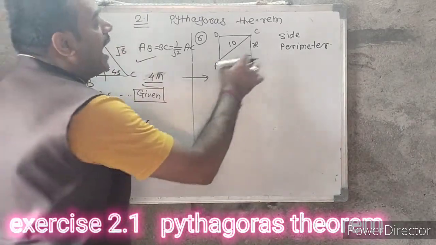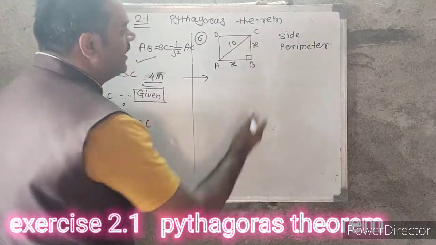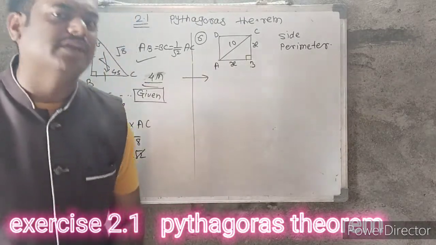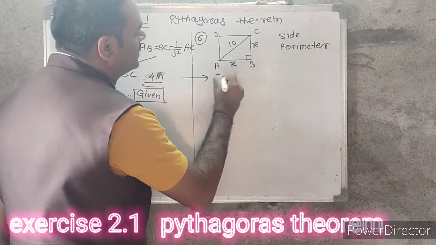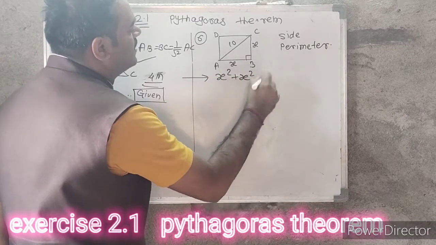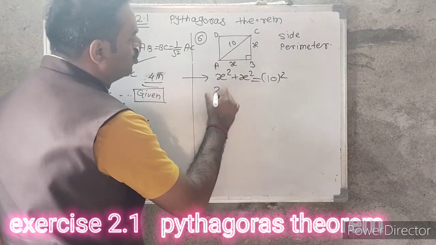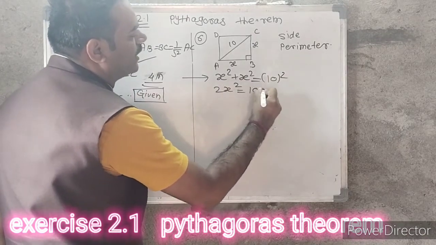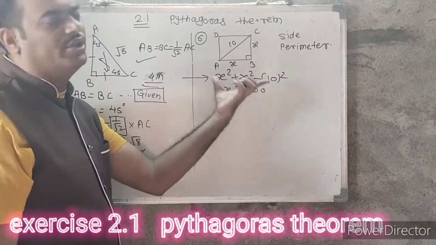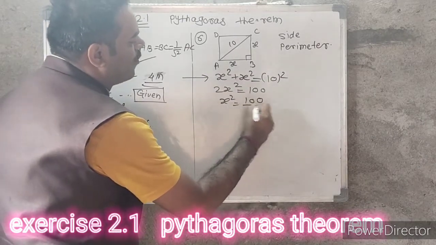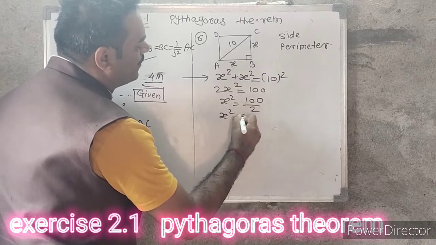Here they give x and that AC is 10. It's a right angle triangle. First you have to find the side with the help of the Pythagoras theorem. How? Pythagoras theorem says that x square plus x square is equal to AC square, that means 10 square. Okay. So 2x square is equal to 10 square, कितना होता है? 100. What did I do? I used the Pythagoras theorem only. So here x square is equal to 100 upon 2. So your x square is equal to 50.